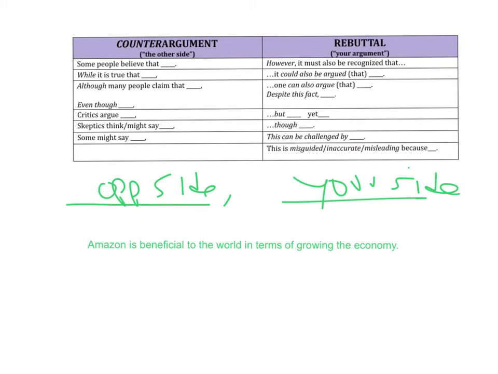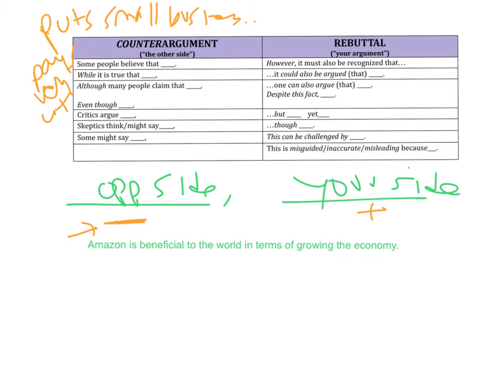But if you were starting with beneficial, that means the opposite side for you is negative and your side is positive, which means when you say comments, you're going to try to think of something to start with that is negative. So what are some people saying about Amazon that make it negative? You would say it puts small businesses out, or it pays very little, or it has a lot of packaging, which is bad for the environment. So your job is to think about counter arguments. What does the opposite side say? And then you end with your statement.